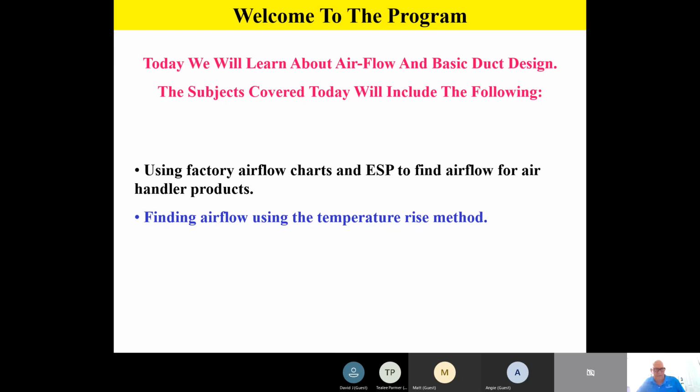So it was a way that we could measure airflow by looking at the temperature of the air entering a heat exchanger and the temperature leaving that heat exchanger, and then applying some math. And so we're going to talk about how to do that.